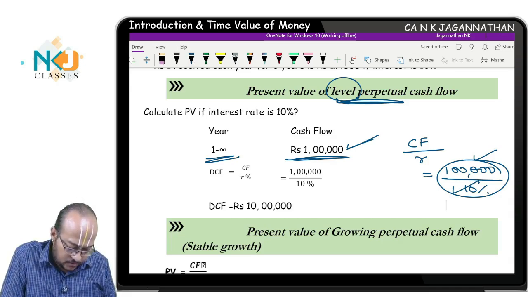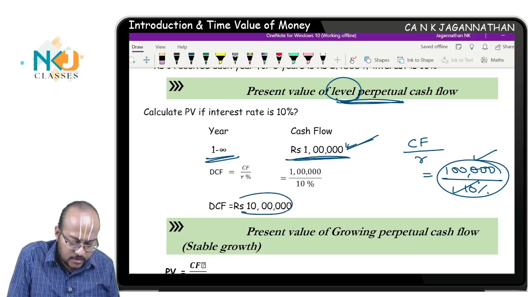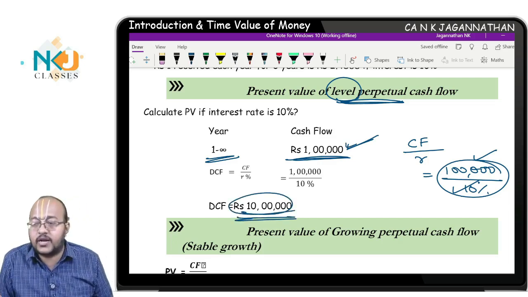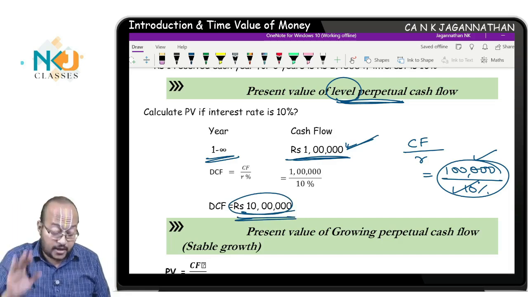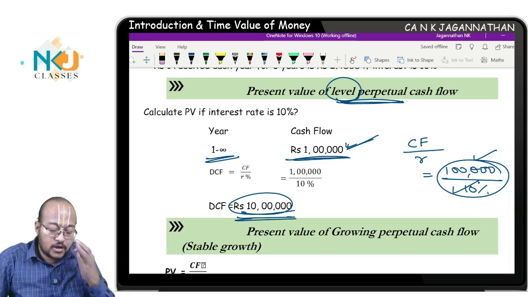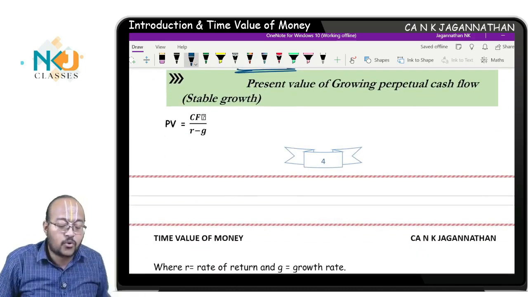So very simple. You are receiving this annuity every year, and this is nothing but 10 lakh rupees. The discounted cash flow, the present value of this level perpetual cash flow of 1 lakh, is 10 lakh rupees. What is the difference between level and growing? We have to discuss.